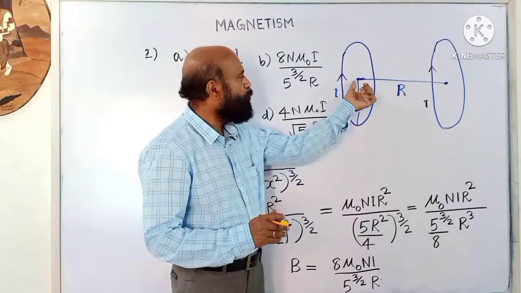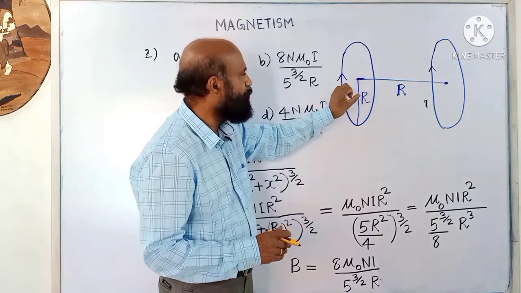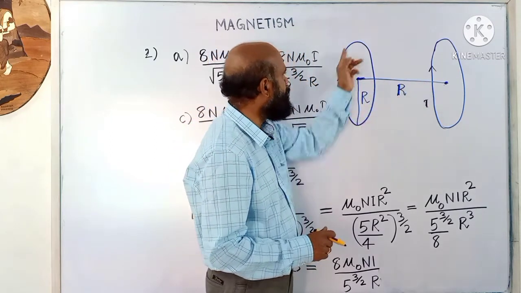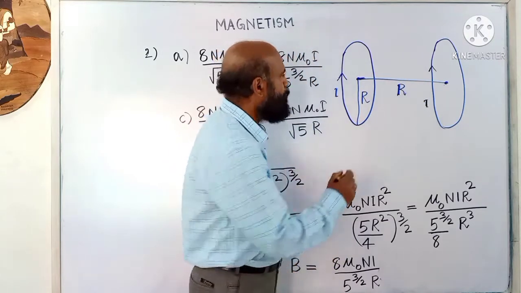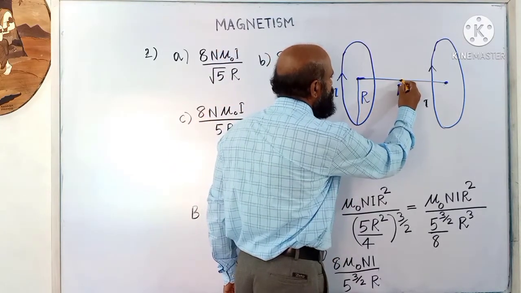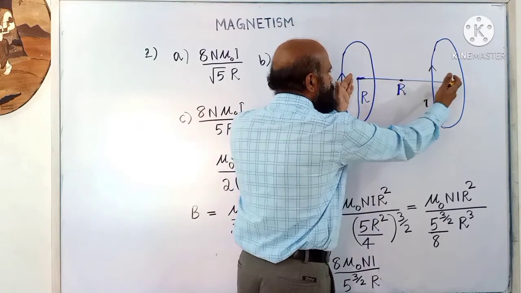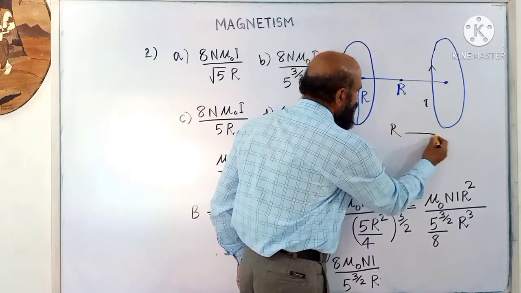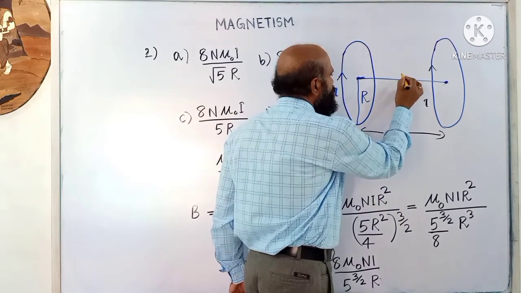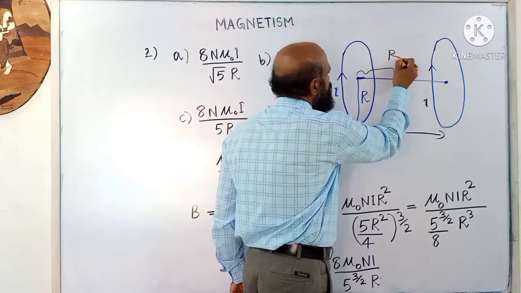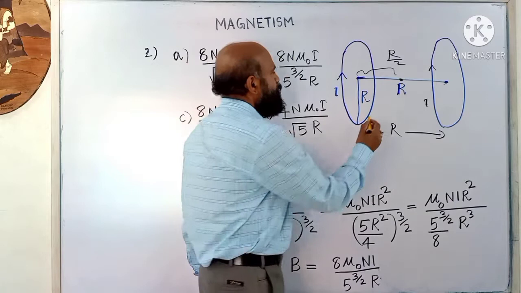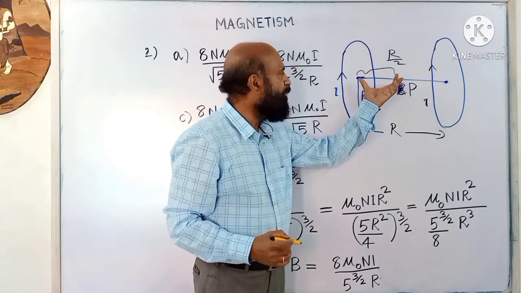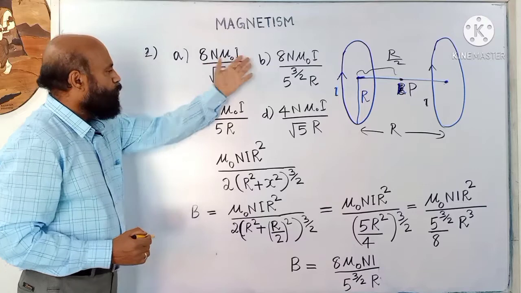In this problem, two identical coils of radius R are kept at a distance R, and current is flowing in the same direction in both the coils. We have to find the magnetic field at a point which is exactly at R by 2 from the centers. Distance between the centers of the coils is R. This point is P. These are the four options.